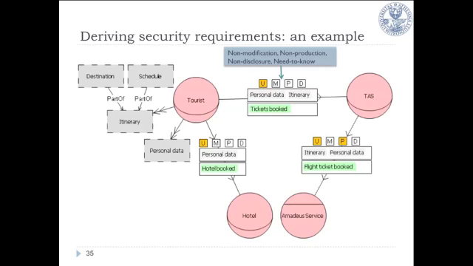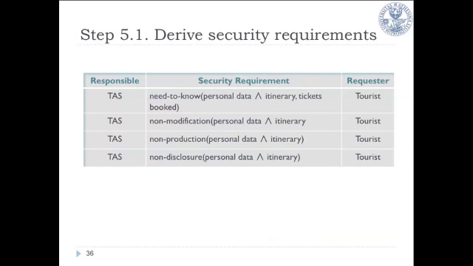As a second set, the security needs that we support related to authorizations, we now also generate the set of requirements that are derived by modeling the authorization. So, for instance, when we consider the authorization relationship between tourist and TAS, the tourist is only granting usage, but not modification, production, and distribution, and also it is limiting the scope. So basically here we have 4 security needs that are then translated to requirements expressed by the tourist to the TAS: non-modification, non-production, non-disclosure, and need to know, which we can generate in this way.